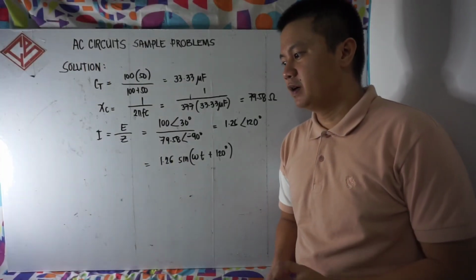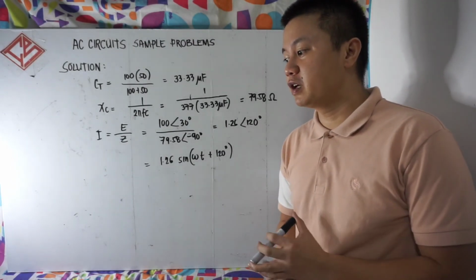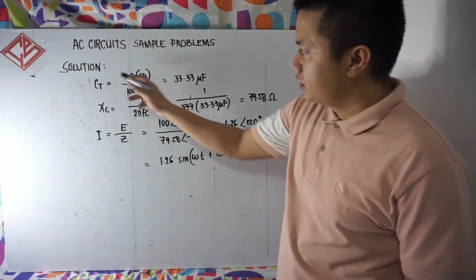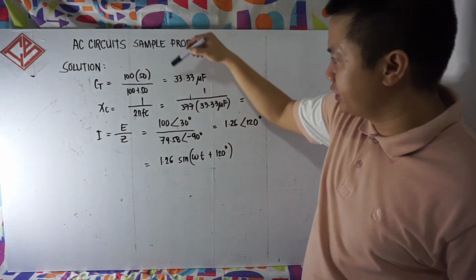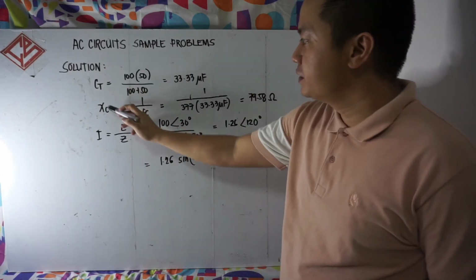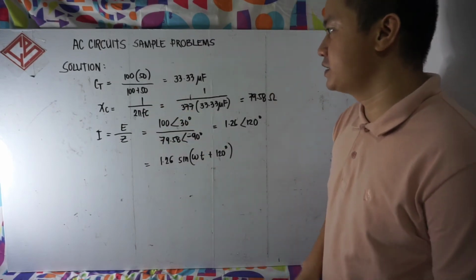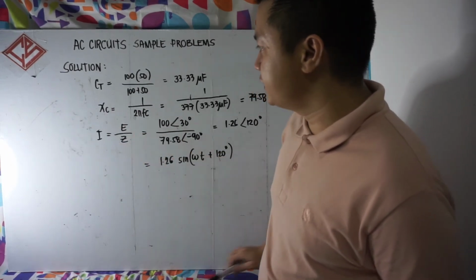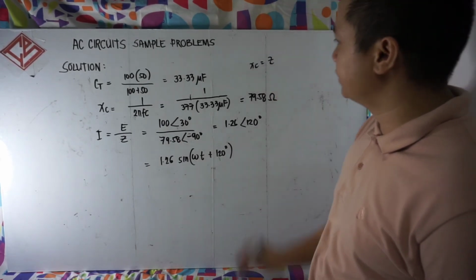So for this problem, we're given two capacitors, with values of 50 and 100 microfarad, connected in series. So we have to find the total capacitance first. So you have 33.33 microfarad as your total capacitance. Now we obtain XC, which is from 1 over 2 pi f C. You will have 79.58 ohms as your reactance. Since you don't have resistance, your XC is equal to your impedance.